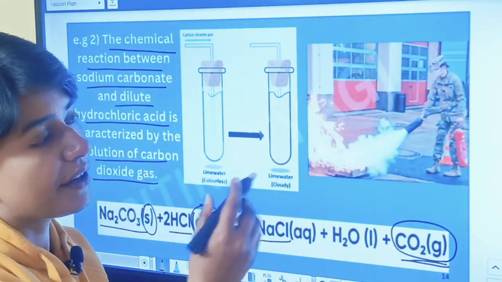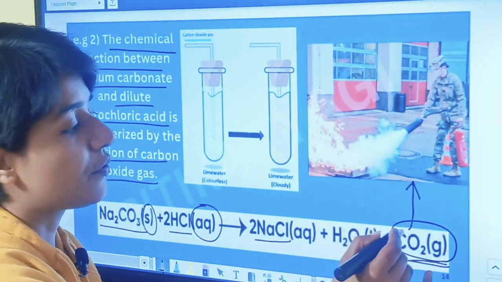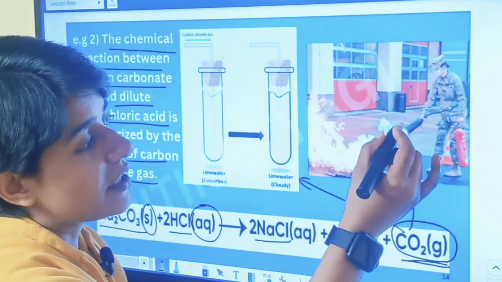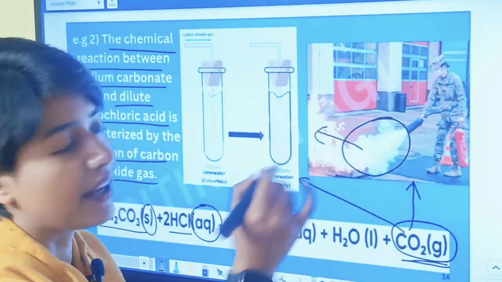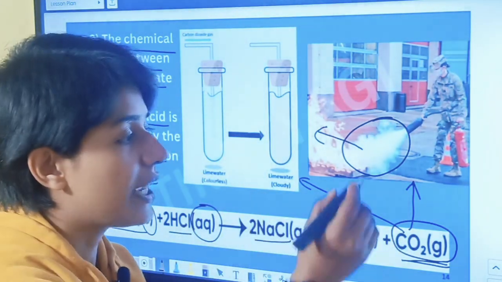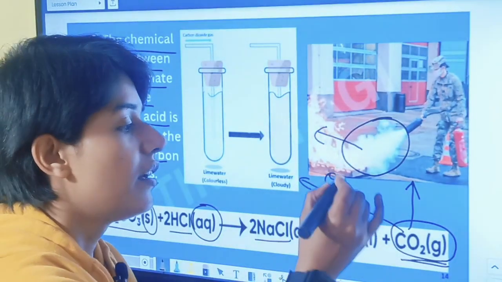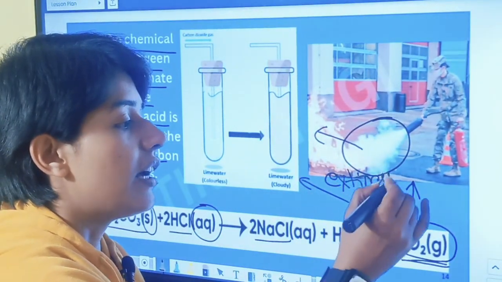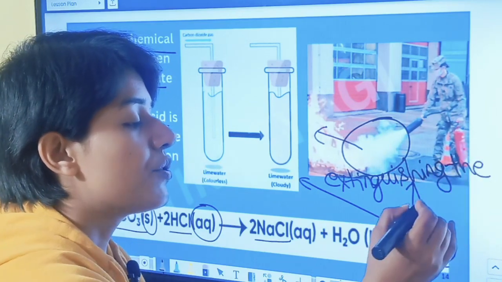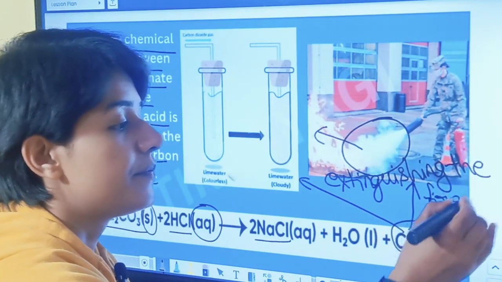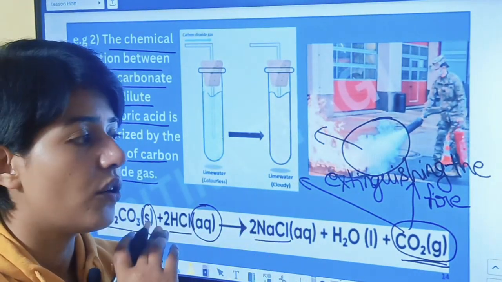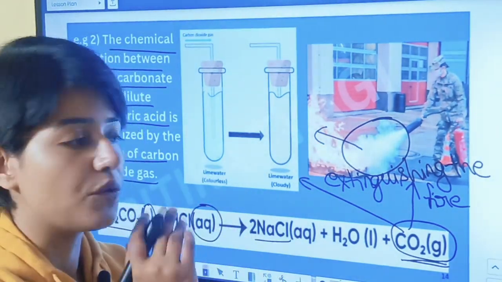Here are some figures which indicate the detection tests for CO2. The first test for CO2 is that CO2 gas is used for extinguishing the fire. CO2 gas is used to put off the fire. Carbon dioxide gas is used to put off or extinguish the fire in fire extinguishers.